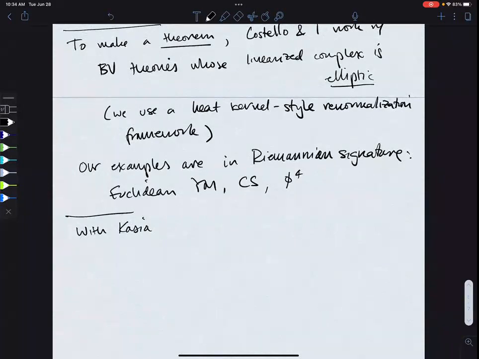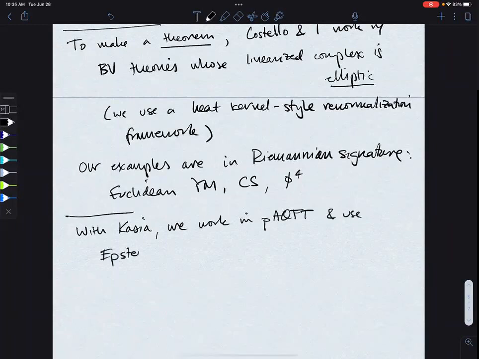But can you wait just 1 minute? I'll make a comment about that in just 1 second. Okay. With Kasia, we've written a paper and we're tidying it up right now. We work in the setting of perturbative AQFT of Fredenhagen, Rejzner, Brunetti and other people, and use Epstein-Glaser renormalization to get a version of this theorem.